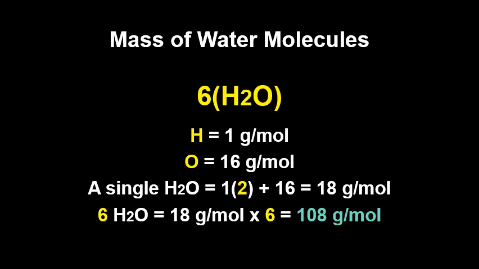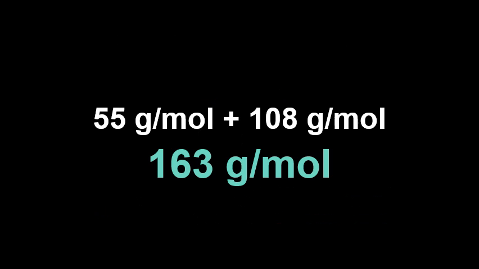We can then multiply that by 6, considering that we have a hexahydrate, and find an overall mass of 108 grams per mole for our 6 water molecules. Since those water molecules are actually built into the molecular structure of our hydrated salt, the last step is to add them together for a grand total of 163 grams per mole for A2B hexahydrate. And that is how you find the mass of a hydrated salt.